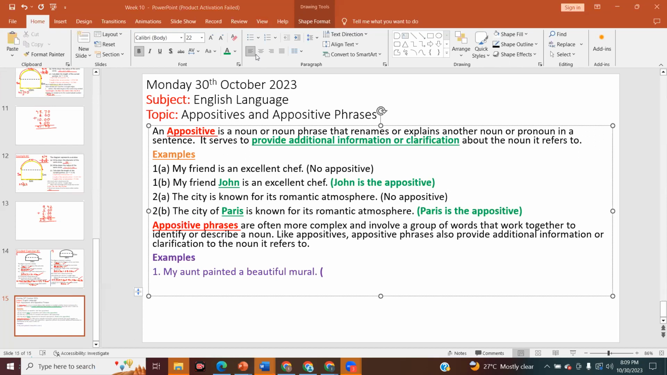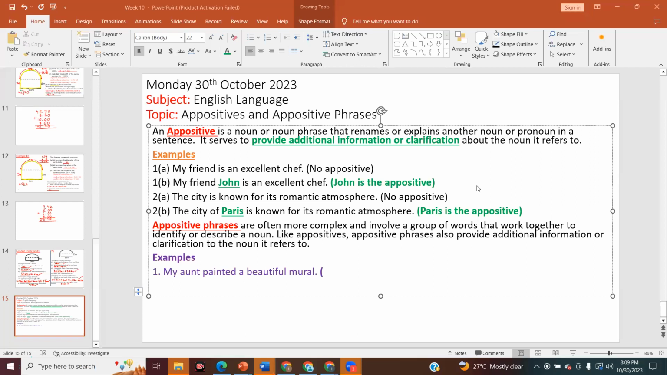I got y'all again. Because beautiful is actually an adjective. It's an adjective describing the mural. But it says nothing about my aunt. But teach, you're always trying to trick us. Exactly. We were right the first time. Now you come and confuse us. But you should know, because beautiful doesn't say anything about your aunt.